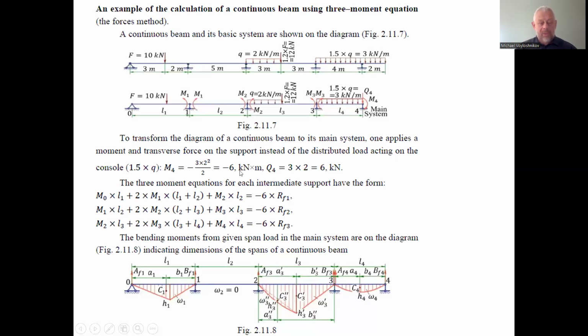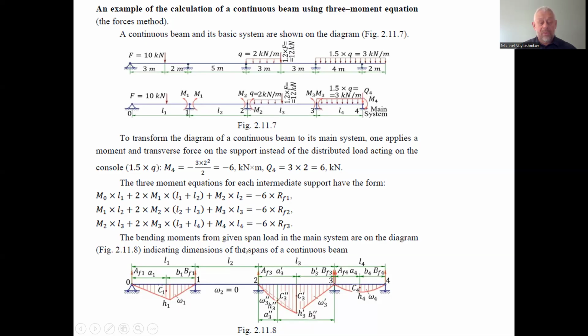Transform the diagram of the continuous beam to the main system. Well, the main system is a statically determinate system consisting of single span beams. One applies a moment and transverse force on the support instead of the distributed load acting on the console. So we have the console here, and the console does not have a support on the right end. So we first can substitute the action of the console by the moment M4.